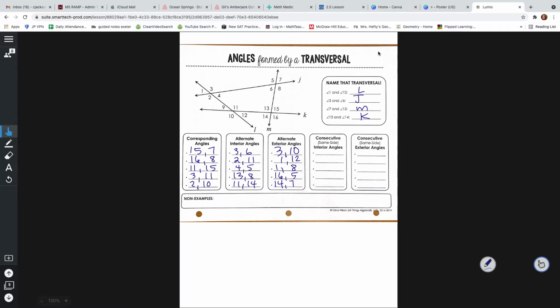Okay, so I told you there are two names for consecutive: consecutive same side interior angles. I'm going to only look at transversal M. Give me a set of same side interior angles on transversal M. 8 and 15, 6 and 13.